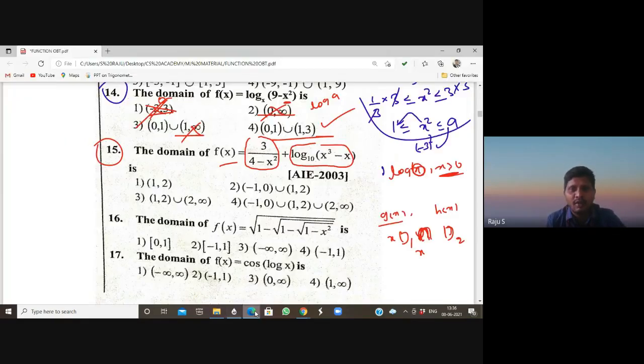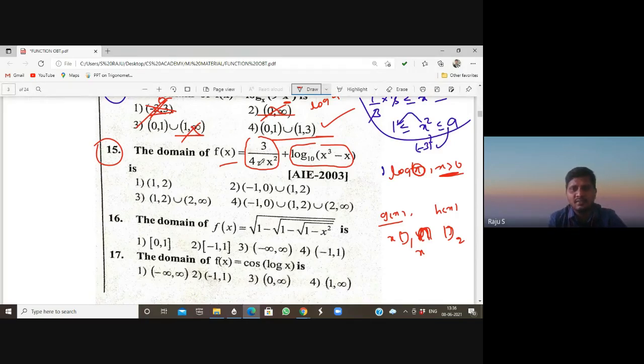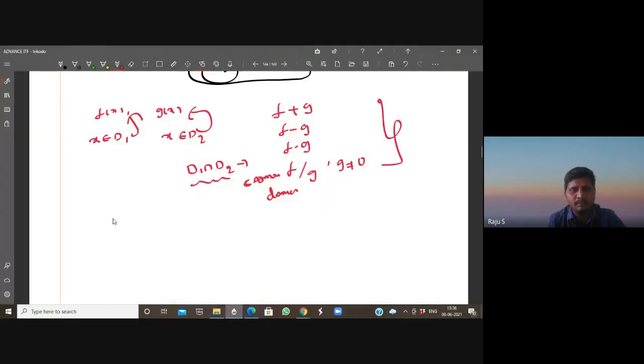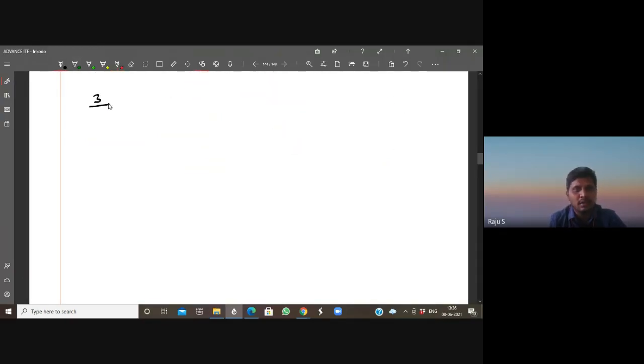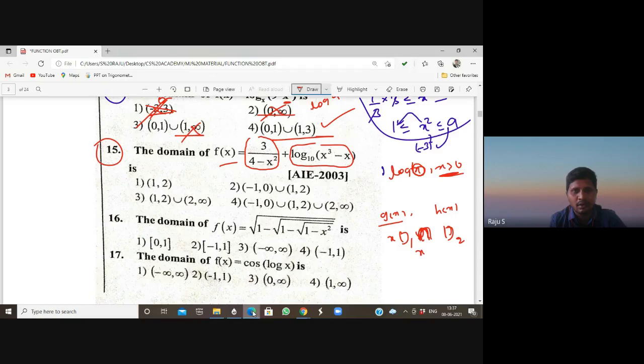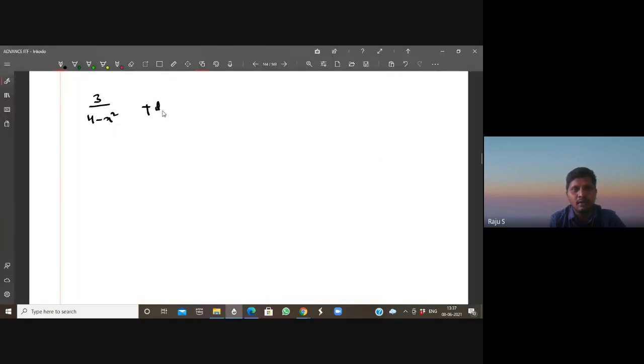Anyhow, two functions are given. Separately, you can find the x values. f of x is equal to 3 by 4 minus x square, and the other is log of x cube minus x. Base 10, they given general logarithm. Base 10 is general, base e means natural. First, you have to find the domain separately.